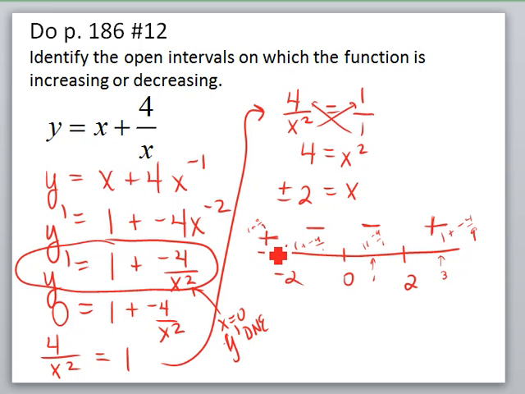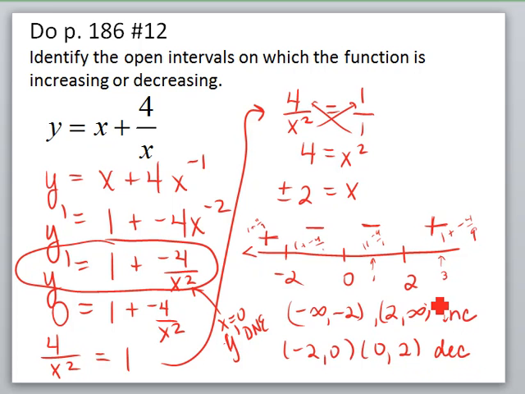So what I'm able to do is identify those open intervals on which it's increasing. It's increasing from negative infinity to negative 2. Okay, because negative infinity is over here, up to negative 2. And it's also increasing from 2 to infinity. So those are my increasing intervals. It's decreasing from negative 2 to 0 and from 0 to 2.